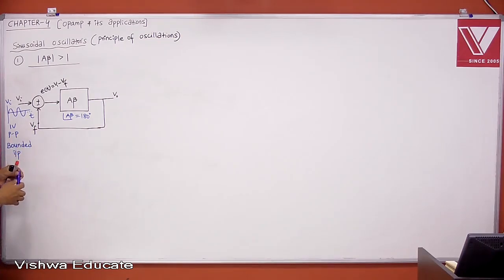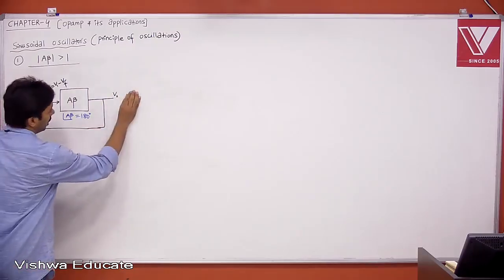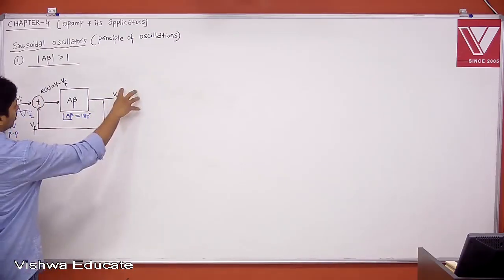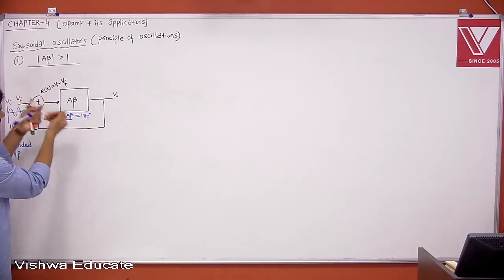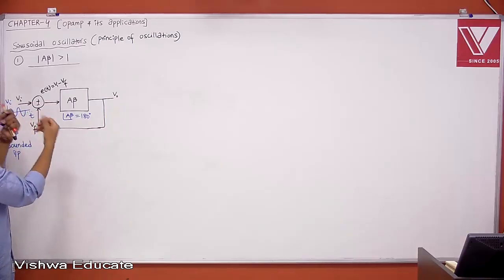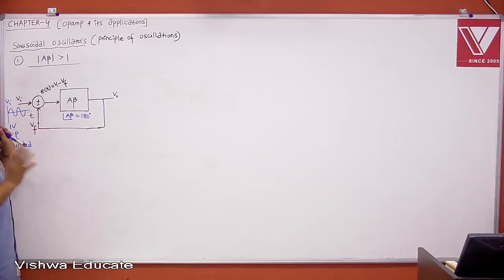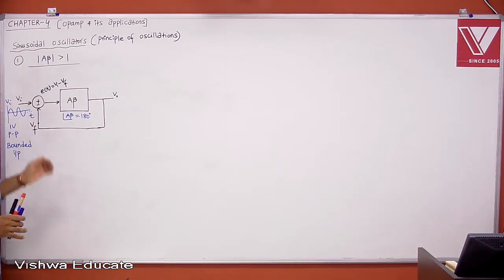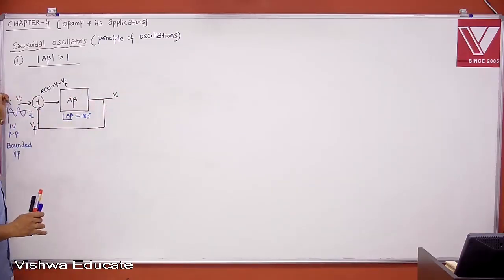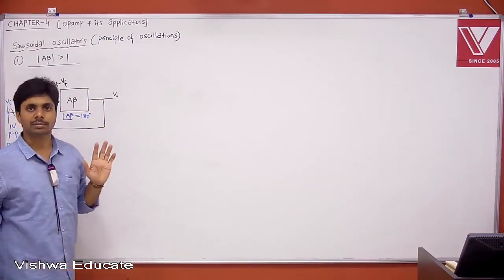Okay. Now, if output is bounded for a bounded input, the system is stable. What type of feedback it is, whether negative feedback, positive feedback, or no feedback, doesn't matter. With respect to input and output, if you want to comment on system stability, the fundamental definition of system stability is: if I give bounded input, I should get bounded output.